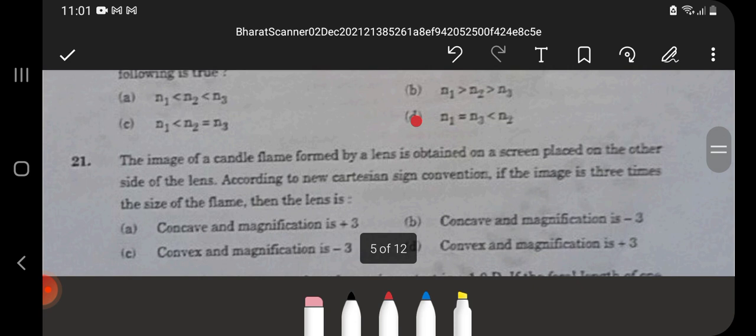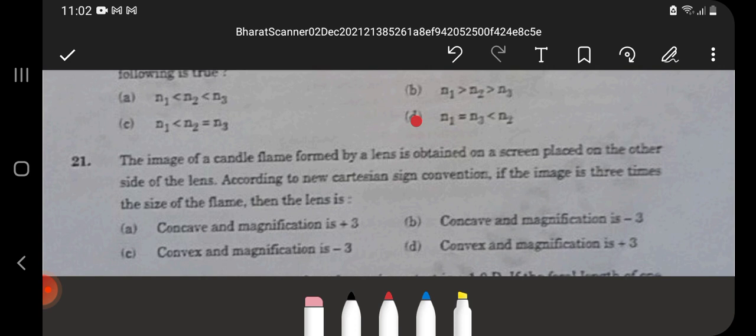Next, 21st question. The image of a candle flame formed by a lens is obtained on a screen placed on the other side of the lens. According to new Cartesian sign convention, if the image is 3 times the size of the flame, then the lens is... Convex and the magnification is -2. Convex and the magnification is minus 3.